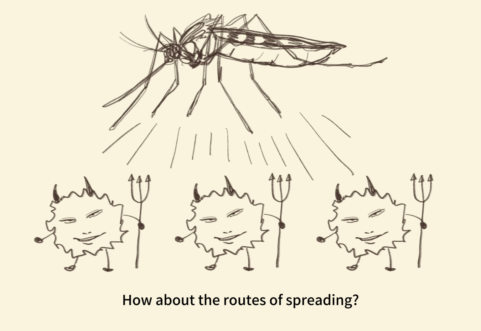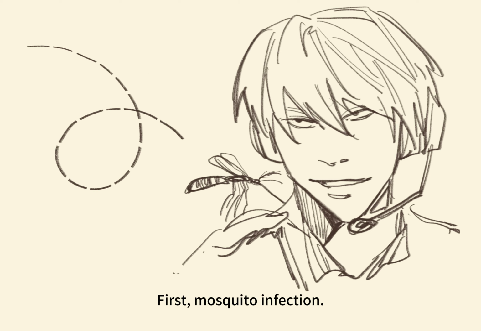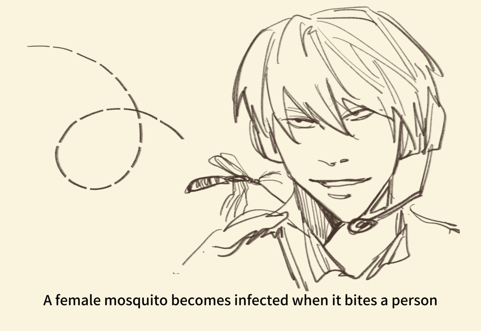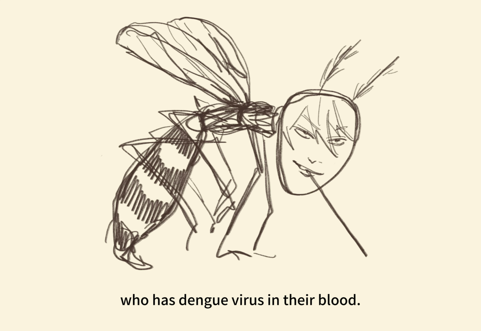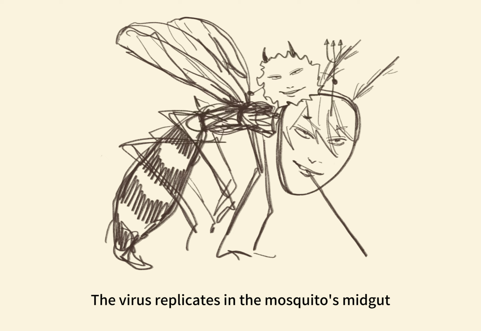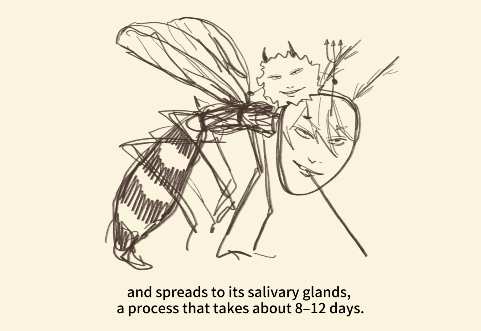How about the route of spreading? It has 3 stages. First, mosquito infection. A female mosquito becomes infected when it bites a person who has dengue virus in their blood. The virus replicates in the mosquito's gut and spreads to its salivary glands, a process that takes about 8 to 12 days.